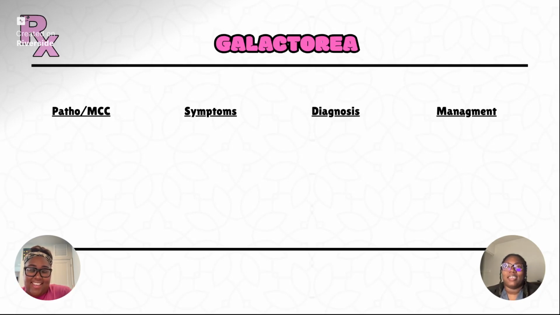Galactorrhea is abnormal milk production. It can be caused by medications or a pituitary tumor. Symptoms are milk production, and you can also have menstrual changes. Diagnosis is usually clinical, because someone's coming in complaining of milk production and they're either not pregnant or they're male. You would also do labs to find out the cause. For treatment, you treat the underlying cause. If it's medications, remove them. If it's a pituitary tumor, or a pituitary adenoma, remove it.